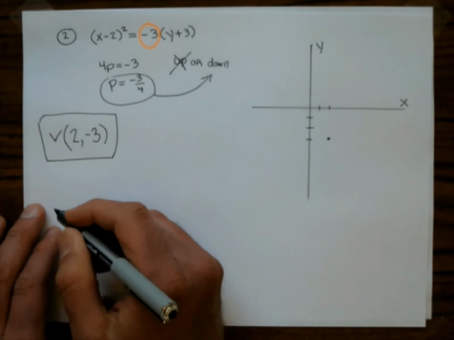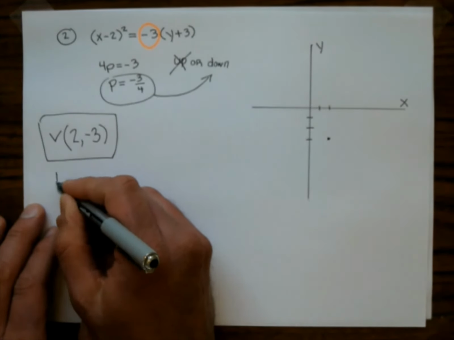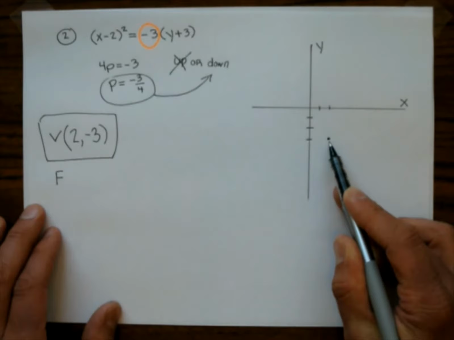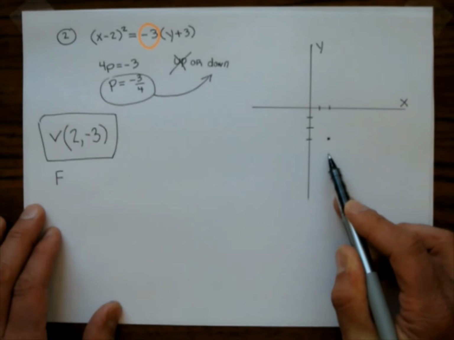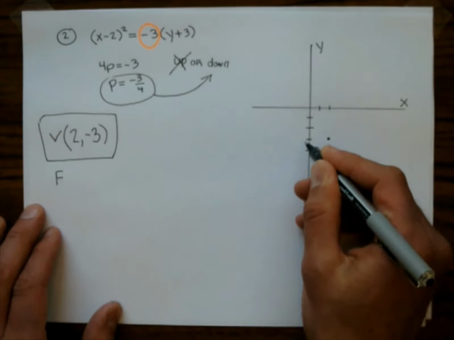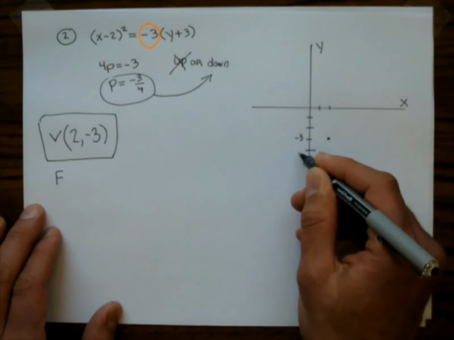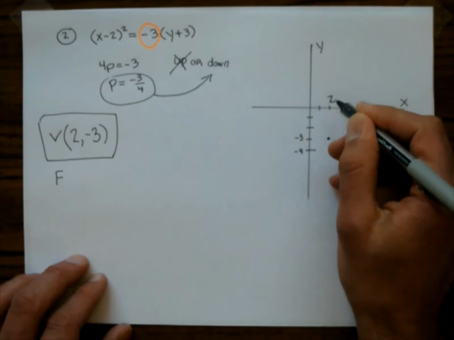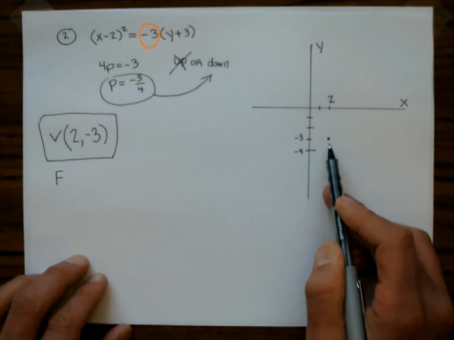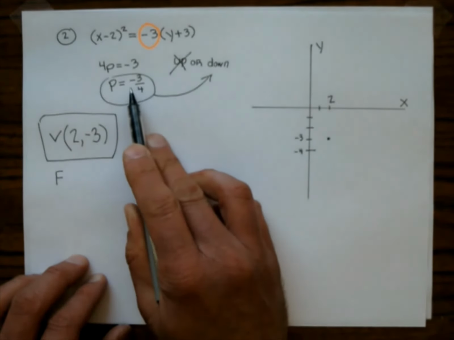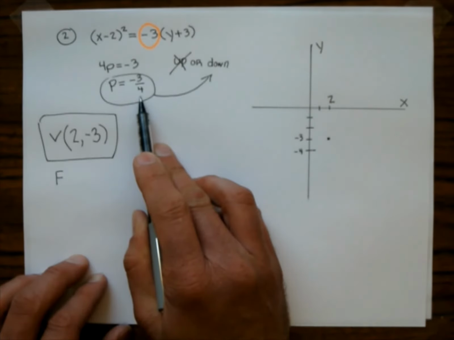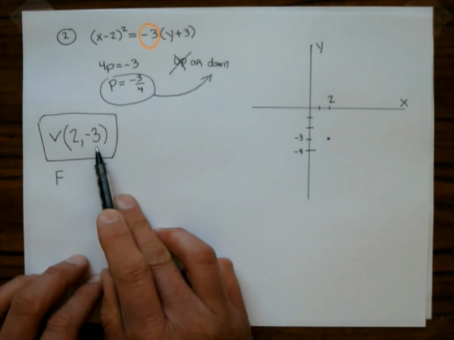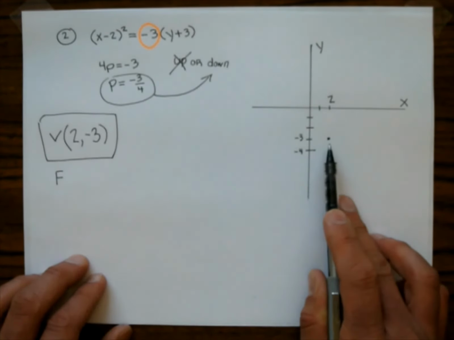Okay, the next thing that I want to do is find the focus. And visually I know where it's going to be because the p tells me the direction and the distance. The focus is going to be down over here. Okay, so let's put another tick mark. Here's -3, here's -4. So to get the focus, you're going to go down by 3/4. What coordinate is that going to affect? Is it going to affect the x coordinate or the y coordinate? And the answer is it's going to affect the y coordinate.